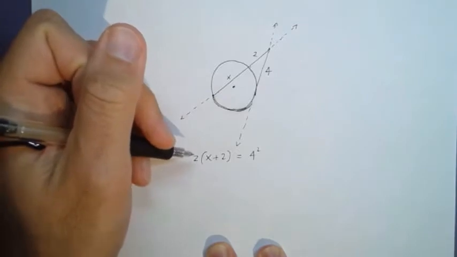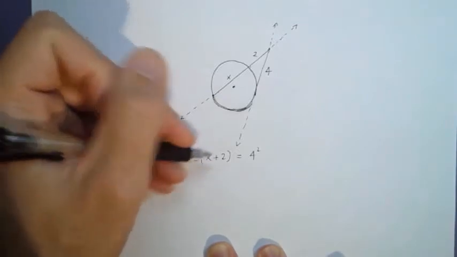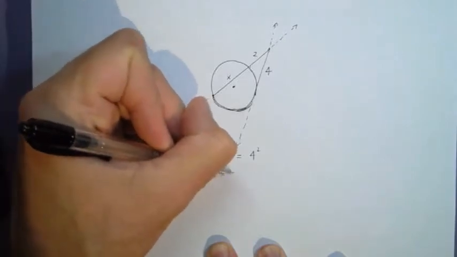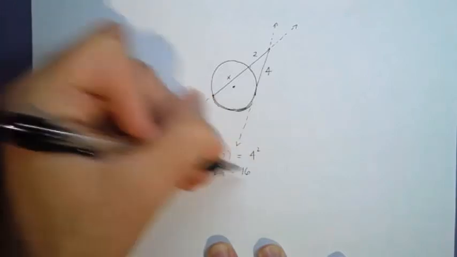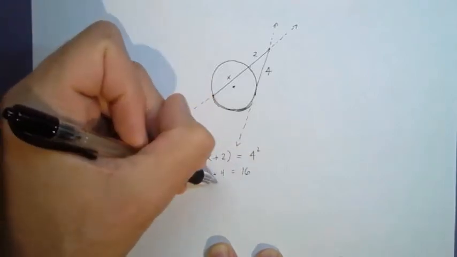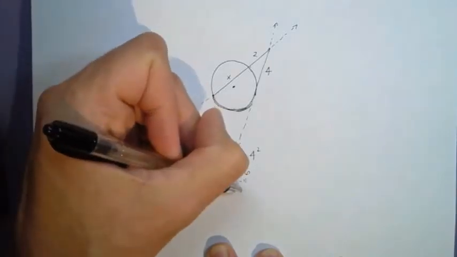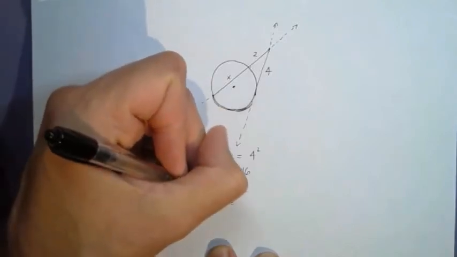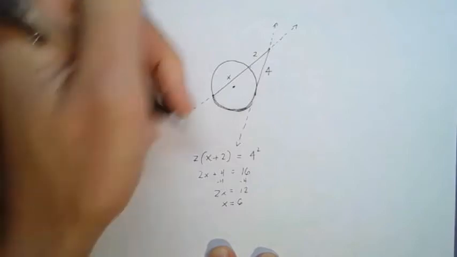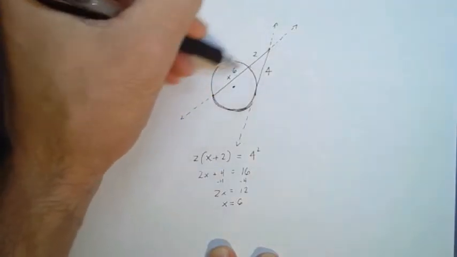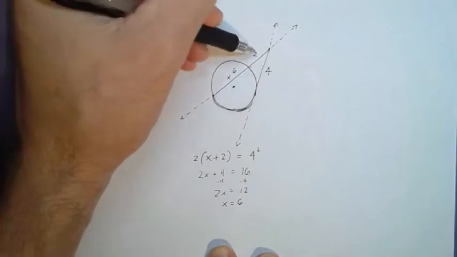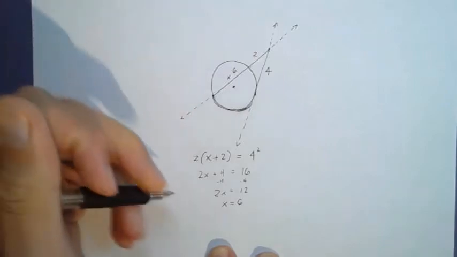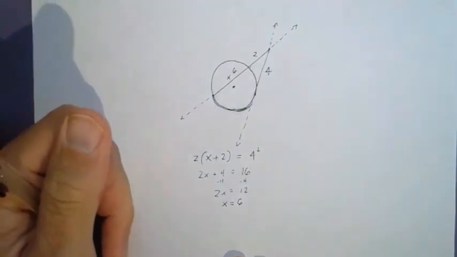And we'll just work through this, distributing as we need to. So we have 2x, 2 times x, 2 times 2 is a 4, equals 4 squared is 16. Now we'll subtract 4 from both sides. We get 12. 2x is 12, so x is 6. So 6 plus 2 is 8. 8 times 2 is equivalent to 4 squared, and that's true. So that was our secant tangent product theorem.